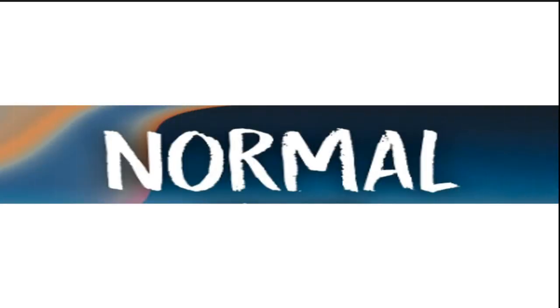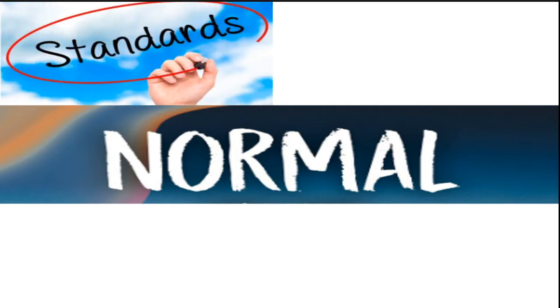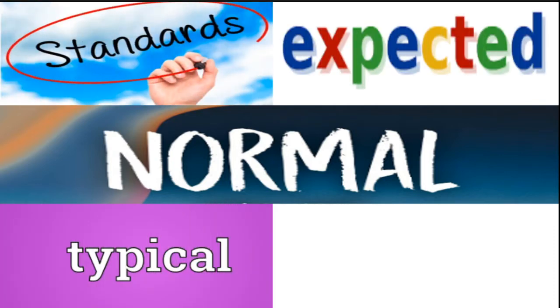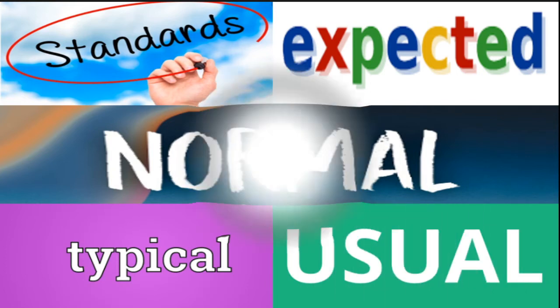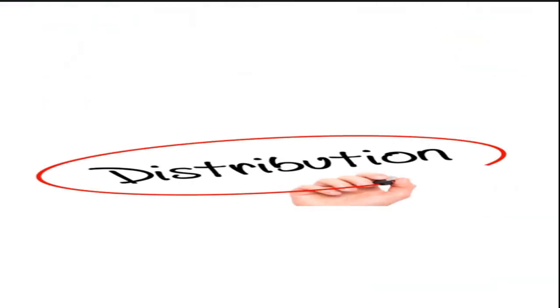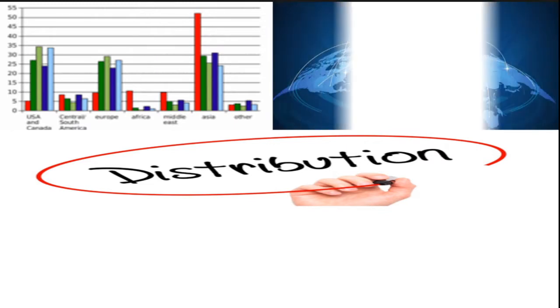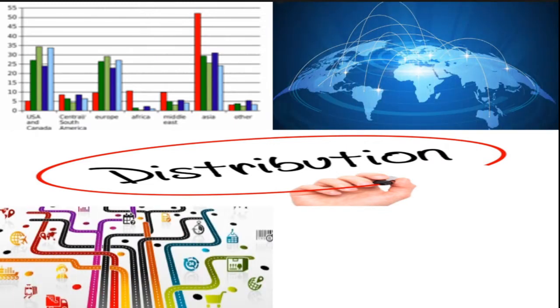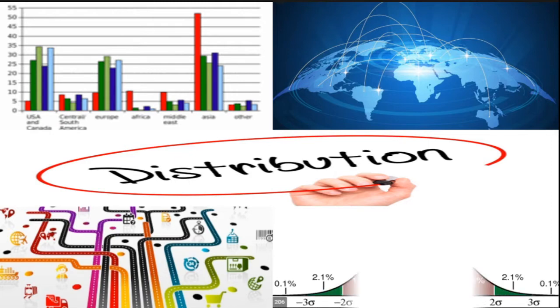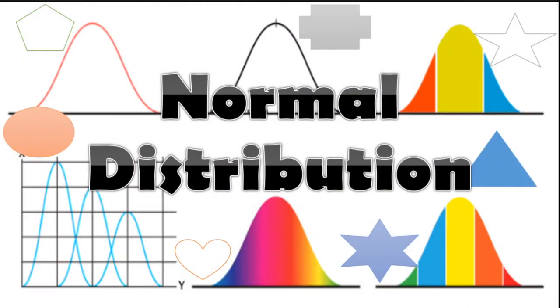Let us have an idea about the two words that make up our topic, starting with the word normal. When we say normal, it means standard, expected, typical, or usual. While distribution can be a table, flow of information, supplying tasks or deliveries, and a graph. Combining the idea of the two words, we have normal distribution. So what is normal distribution?